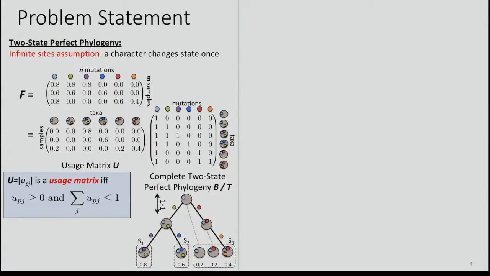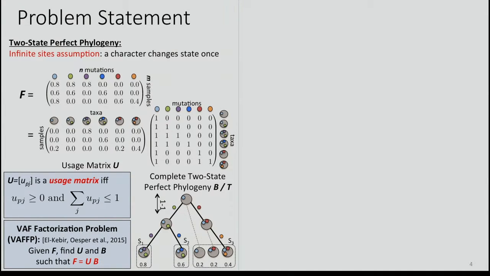So one way of looking at this problem is basically looking at it as a matrix factorization problem. So we're given this frequency matrix, and we want to factorize it into two matrices, a perfect phylogeny matrix and a usage matrix. And, well, that's basically what I've shown over here. So that's the variant frequency factorization problem.